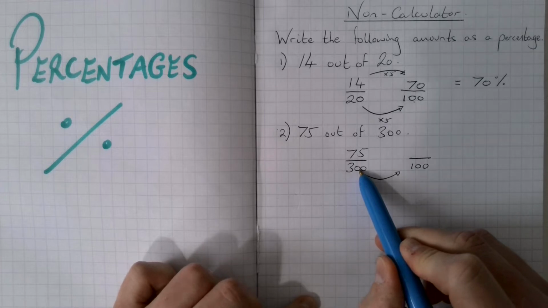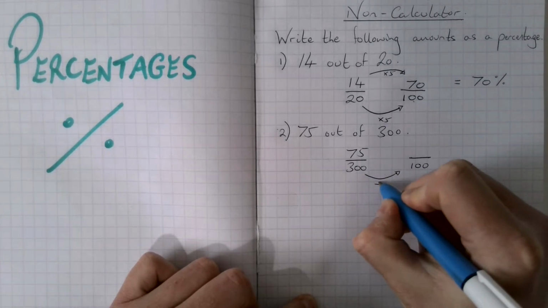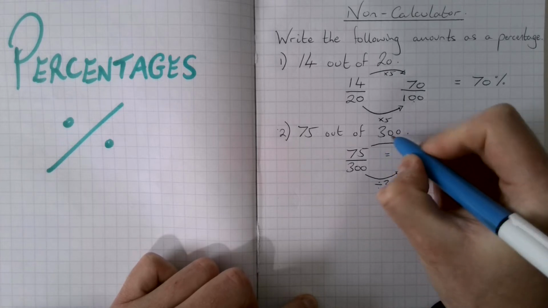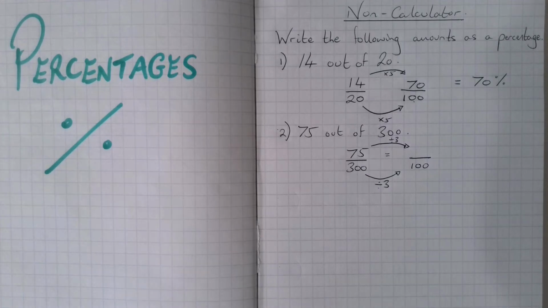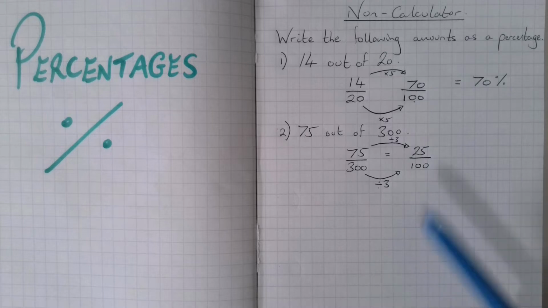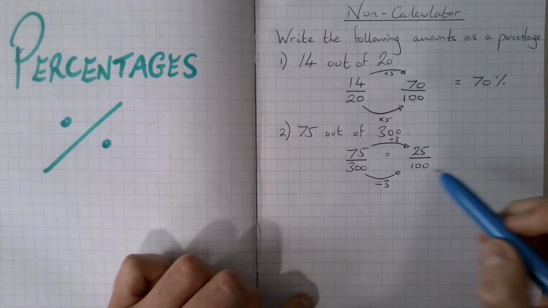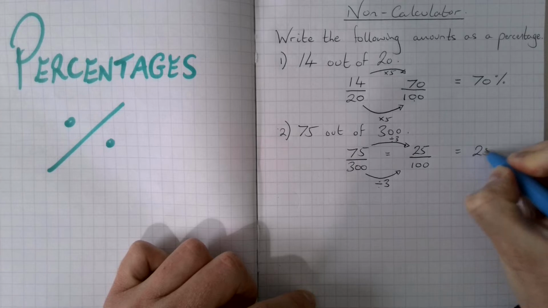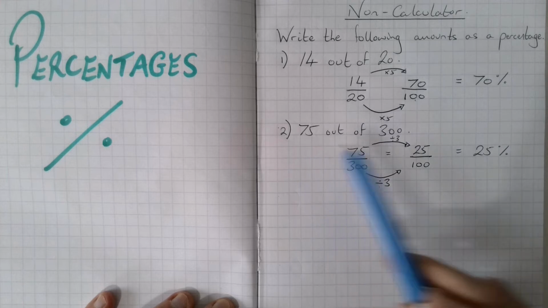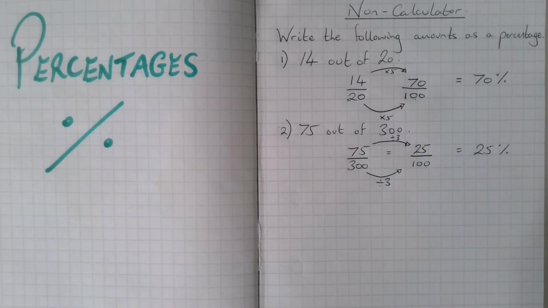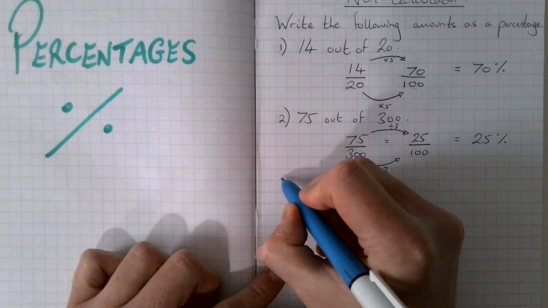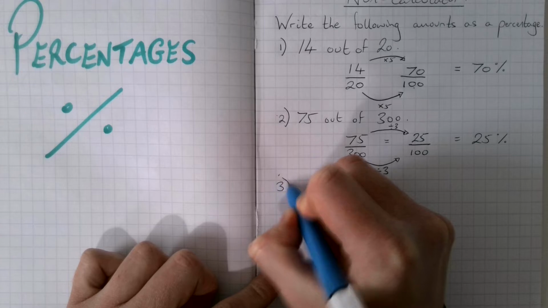Well, what do I need to do to get from 300 to 100? Well, I need to divide by 3. So I need to do the exact same thing to my numerator. The top of my fraction I need to divide by 3 as well. And 75 divided by 3 is 25. So now I've got a fraction with 100 on the bottom, and my numerator is 25, so I could write this as 25%. So in other words, 75 is 25% of 300. Okay, now they are fairly straightforward, so now we're going to move on to some examples that are slightly trickier.